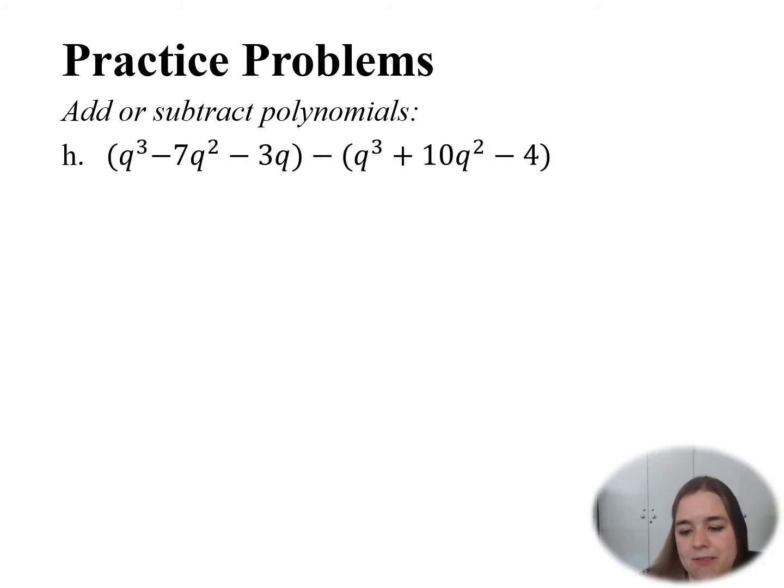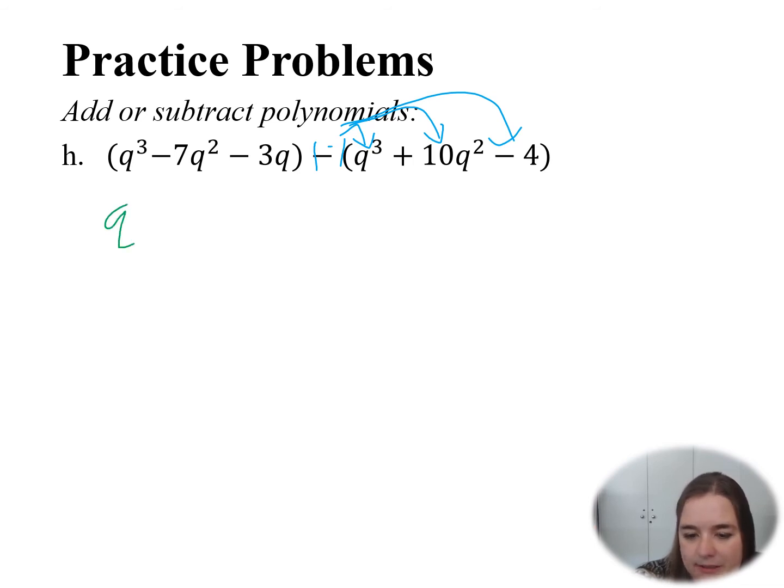Well, this time I want to subtract polynomials. So I have q cubed minus 7q squared minus 3q, minus the quantity q cubed plus 10q squared minus 4. Well, in this case, because I have subtraction, I'm subtracting each of these pieces. So that's really the same thing as multiplying each piece by a negative 1. So when I rewrite this here, I need to get rid of the parentheses, and I'm going to rewrite it with the appropriate symbols for positives and negatives.